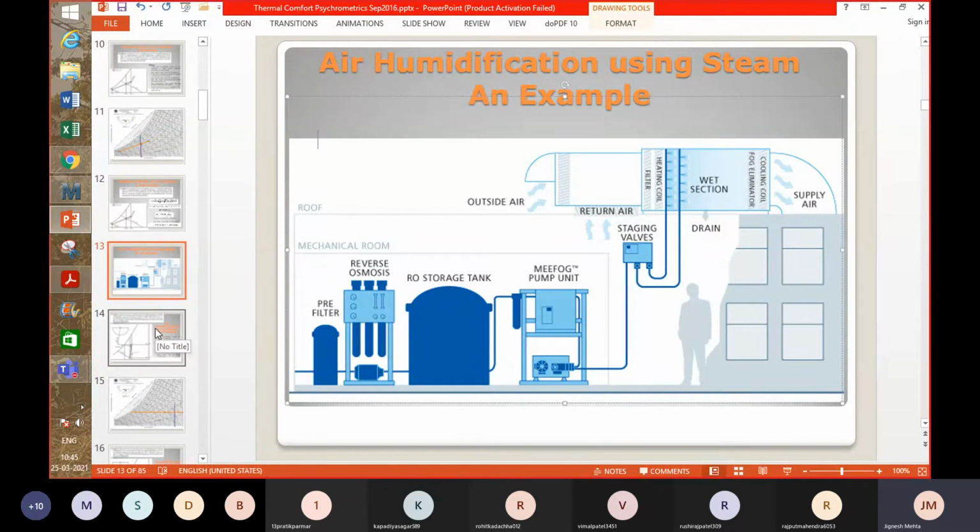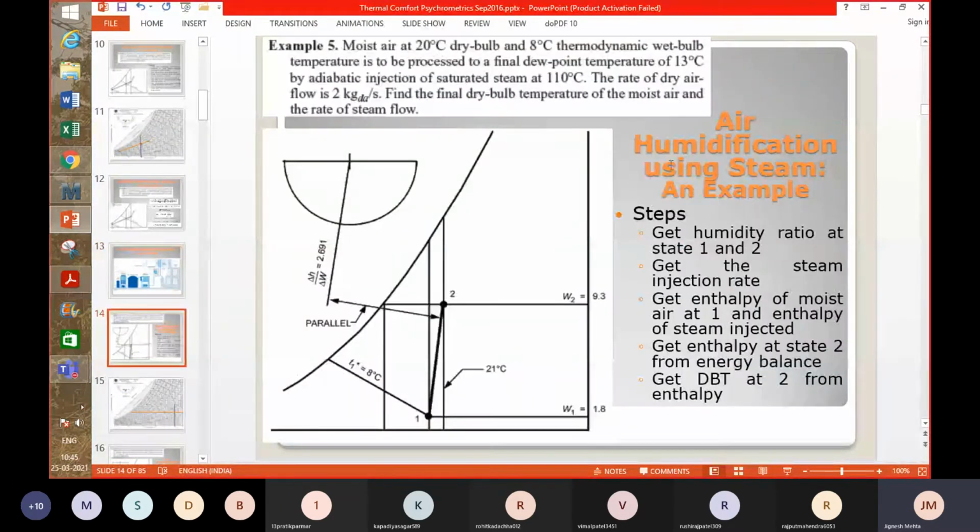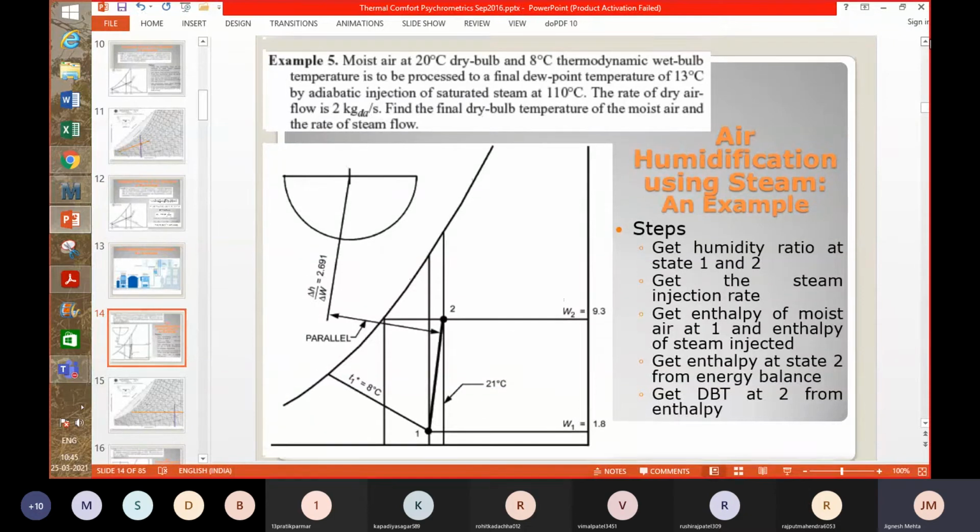So let's take one numerical, and solve that numerical to understand the various parameters in such processes. So the example is: moist air at 20 degrees Celsius dry bulb and 8 degrees Celsius thermodynamic wet bulb temperature is to be processed to a final dew point temperature of 13 degrees Celsius by adiabatic injection of saturated steam at 110 degrees Celsius. The rate of dry air flow is 2 kg per second. The final dry bulb temperature of moist air and the rate of steam flow are to be found.